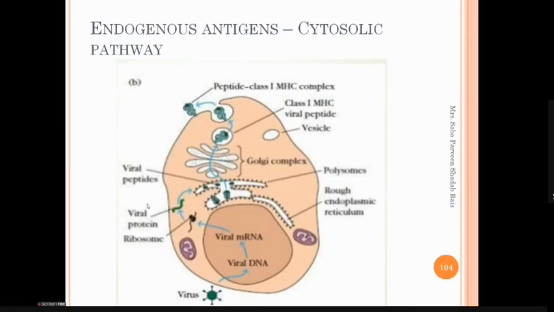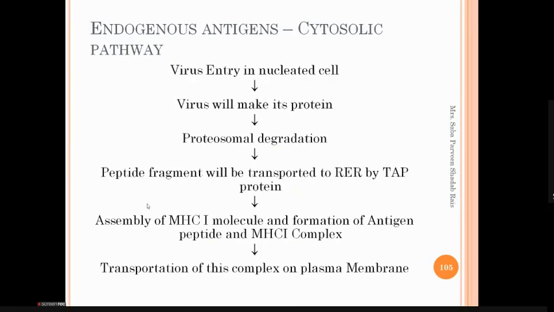So once again we'll revise the process. First, what is happening? The virus is entering into a nucleated cell. It can be any nucleated cell, any body cell. Then thereafter the virus, definitely the virus has not just come for time pass, will try to make its protein. Then this protein will not be accepted by the host cell, because this protein is something different.